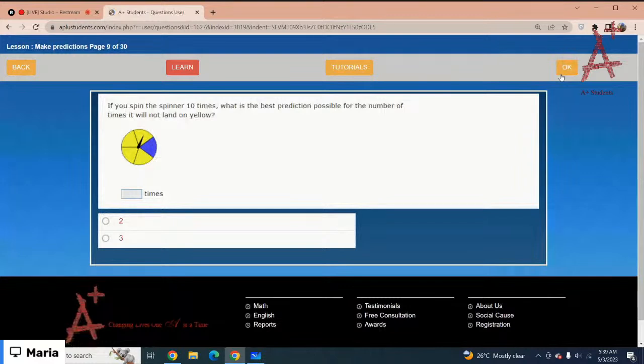Okay, you spin the spinner 10 times. What is the best prediction possible for the number of times it will not land on yellow? So that means if it will not land on yellow, it will land on blue. So you spin 10 times. Out of 5 spins, you have one option to land on blue. So when you spin 10 times, you have two options it will land on blue. So the correct option is 2.